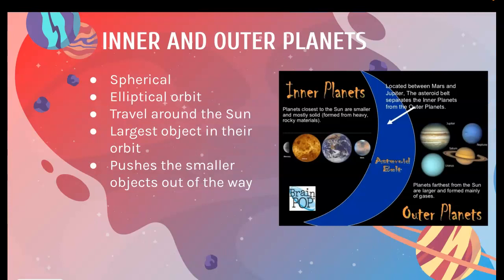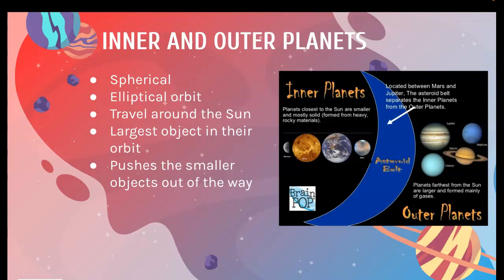So, in general, the inner and outer planets' similarities: they are spherical, so they're shaped like a sphere. They have an elliptical orbit, so their orbit is oval-shaped. They travel around the sun. They're the largest object in their orbit. Each planet is the largest object in their orbit, and they would push smaller objects out of the way as they move through.